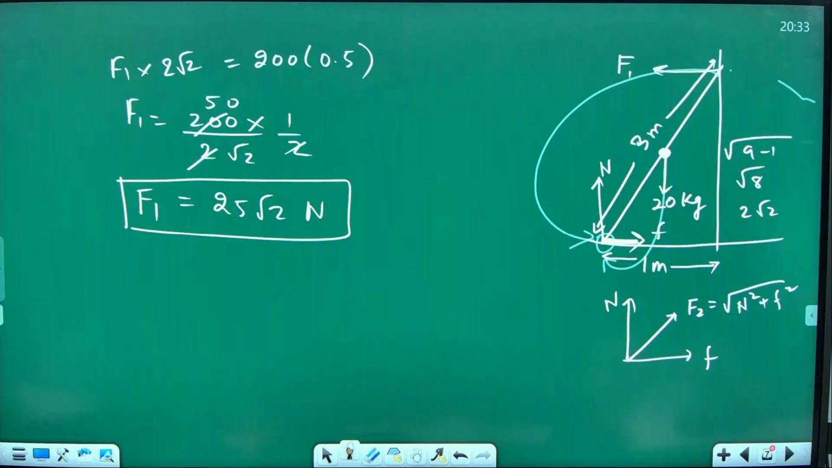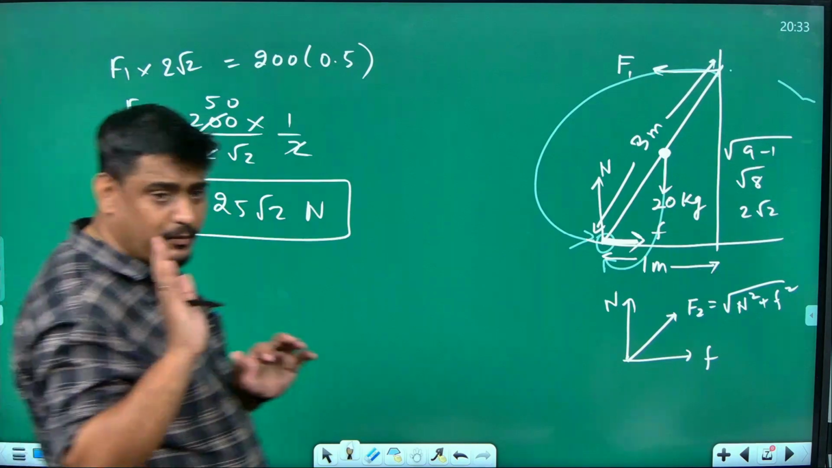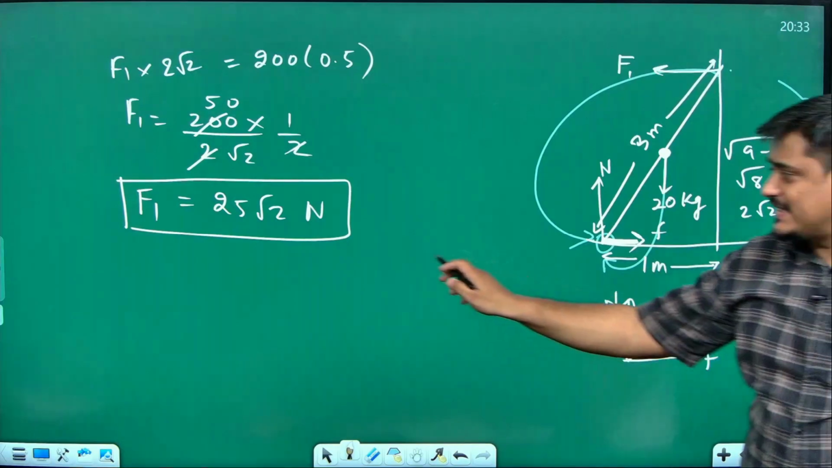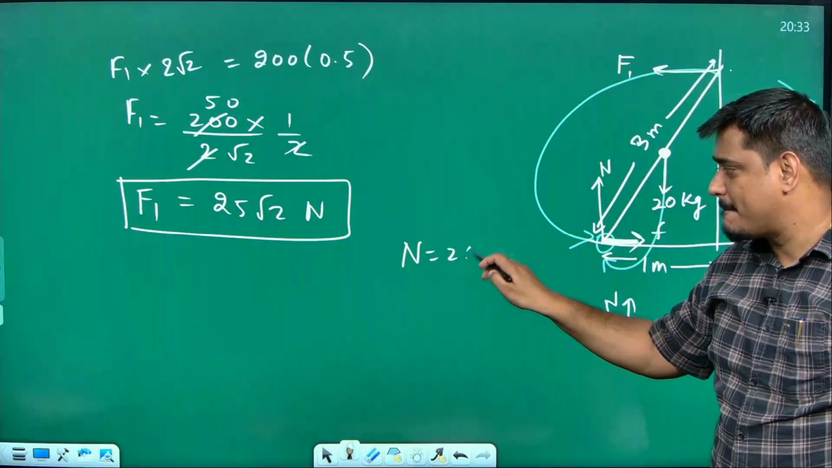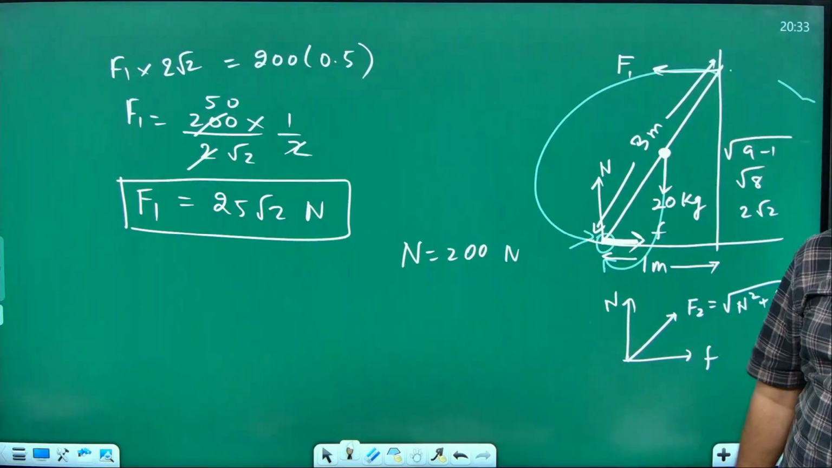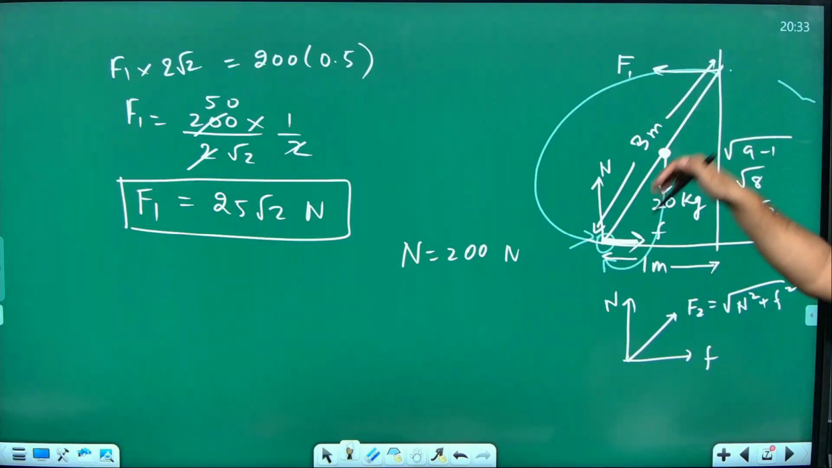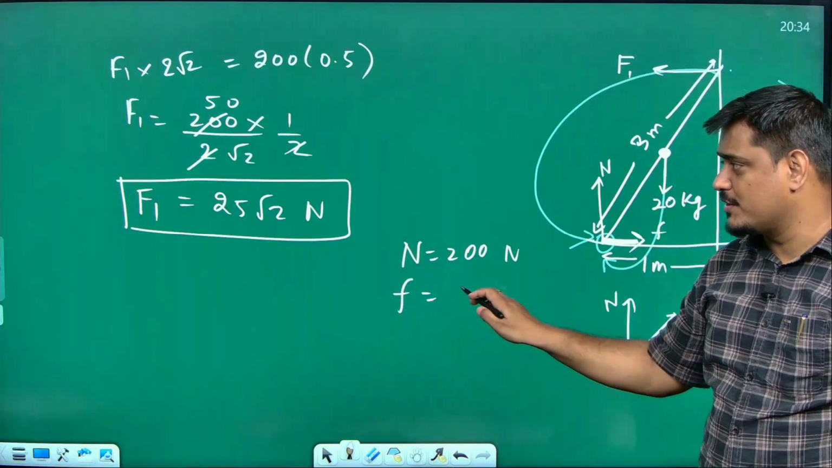See, it's simple why I am saying. Pay attention. For the body to be in translatory equilibrium, upward force must be equal to downward force. What is the upward force? N. Downward force 200. So I can say N is equal to 200 newtons obviously. And what is the friction? F1. So can I say F is equal to F1 is equal to 25 root 2?